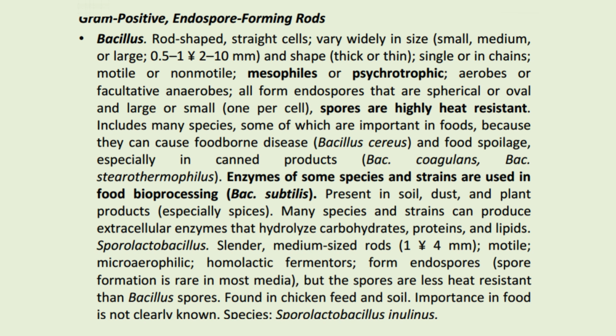Another is Sporolactobacillus. These are slender, medium-sized rods that are motile and microaerophilic. They form endospores, but the spores are less heat-resistant than Bacillus spores. Their importance in food is not clearly known. An example species is Sporolactobacillus inulinus.